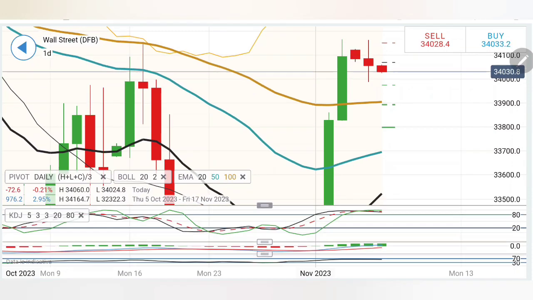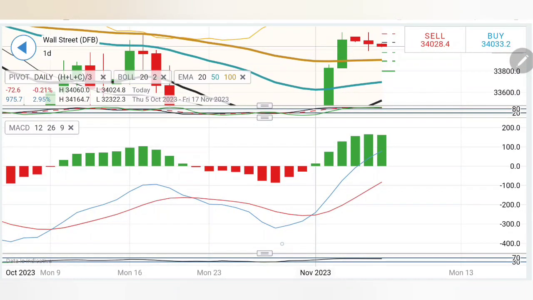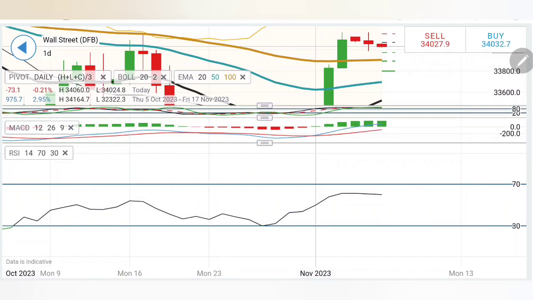Possibly 33,900, 800 cannot be denied. Stochastic overbought, MACD bullish, RSI flat. Thus take your position accordingly. Buy at 100, sell at 34,000 levels, and then expect 33,900, 800 levels as the next targets for the day.